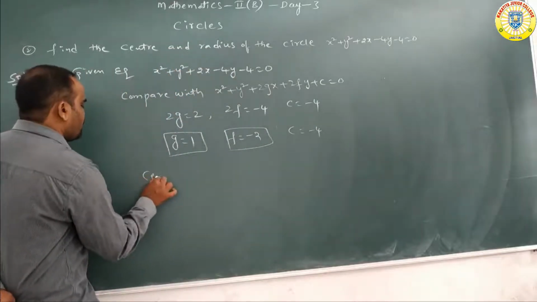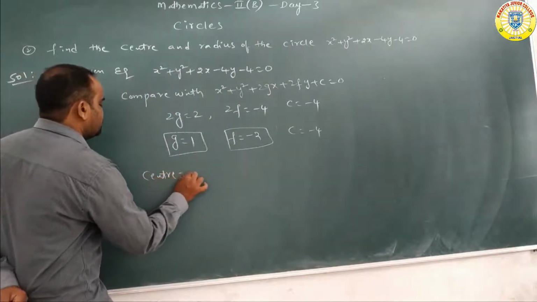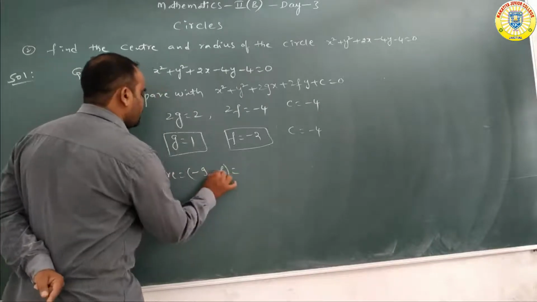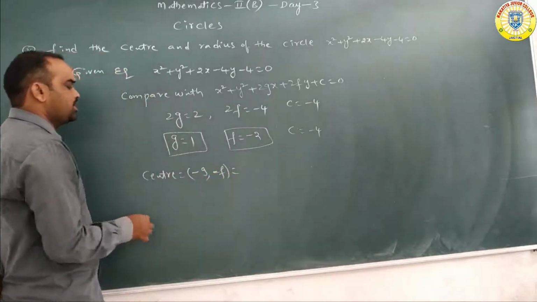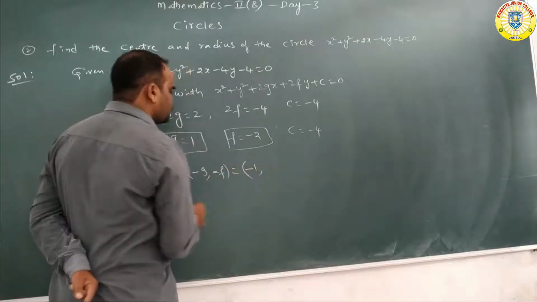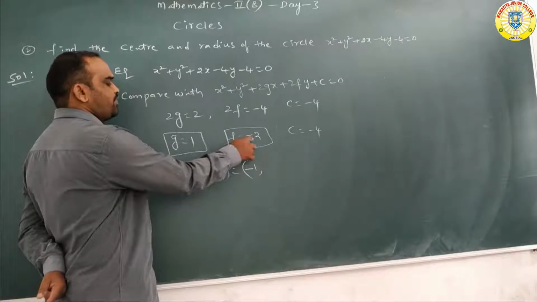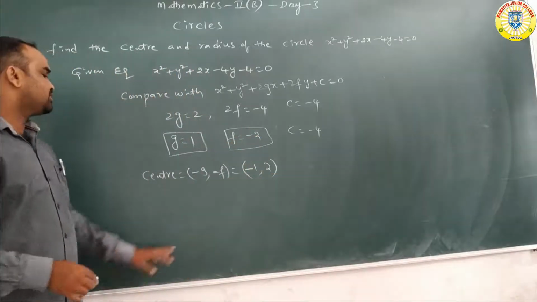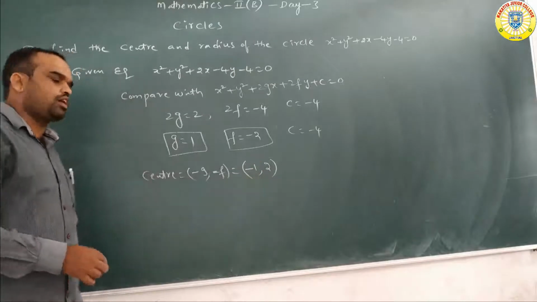We have the formula: center is equal to (minus g, minus f). Since g is equal to 1, minus g is minus 1. Minus f is equal to minus of minus 2, which is plus 2. So the center is equal to (minus 1, 2).